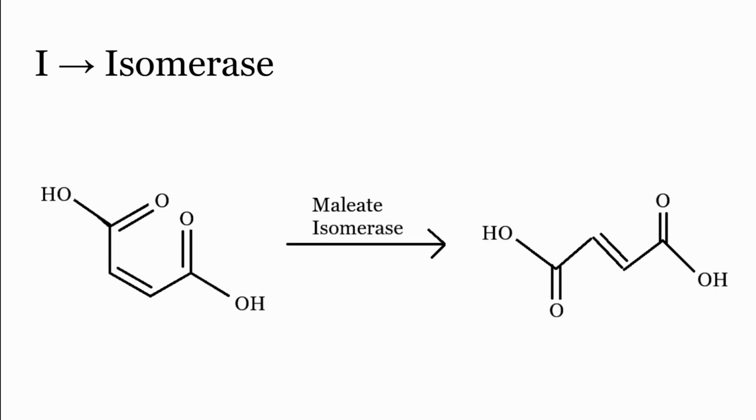Up next, we have isomerase. Isomerases rearrange molecules into new isomers, meaning their molecular formula stays the same, but the structure changes. They don't add atoms, they don't remove atoms, they simply rearrange them. An example is malate isomerase. And as you can see, if you had the formula in front of you, they would be the same, but the structures are obviously very different.